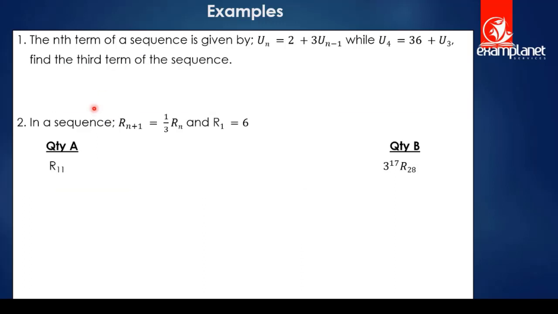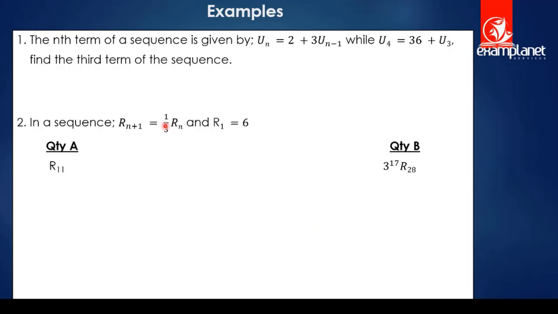Okay. Example 2. In a sequence, Rn plus 1 is equal to 1 over 3 Rn, and R1 is equal to 6. Quantity A, R11. Quantity B, 3 raised to the power 17 times R28.